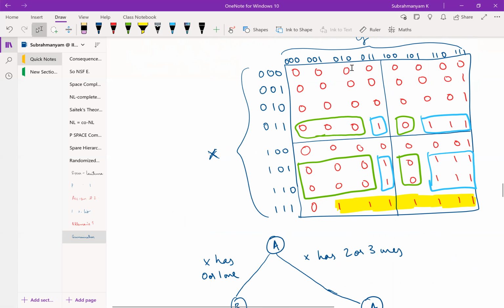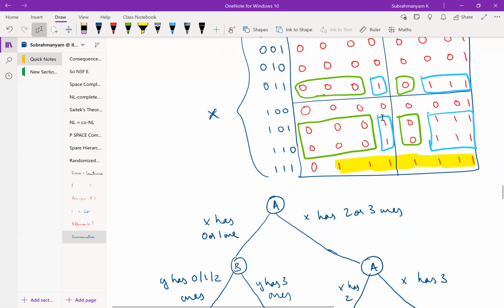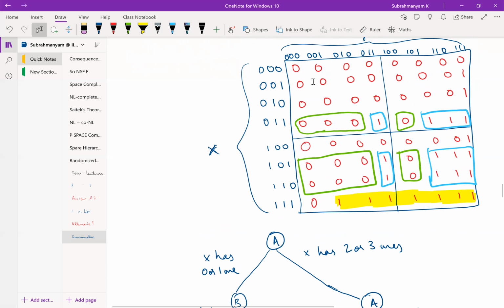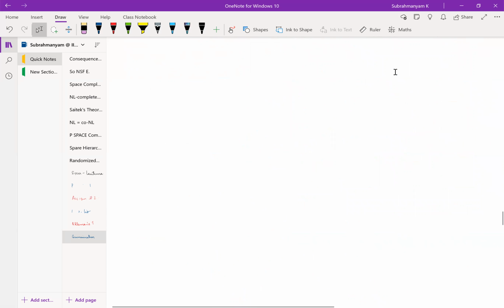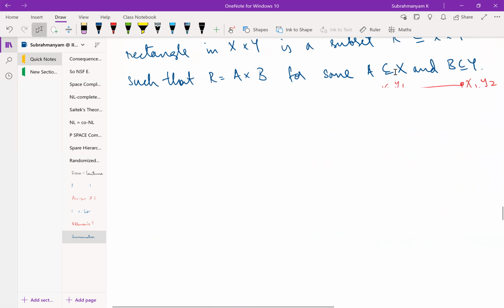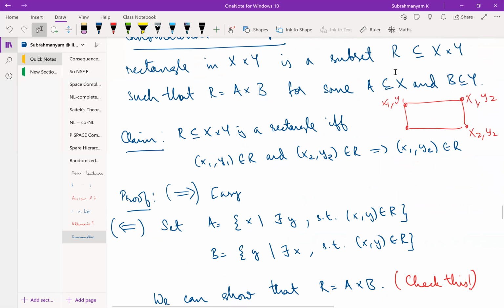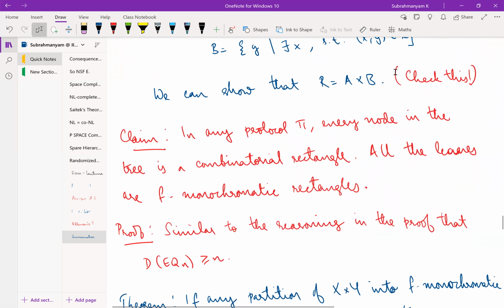0, 1, 2, 3 and 0, 1, 2 and fourth column. And Y has 0, 1, 2 ones. So which means all but the last row. So this entire part is a rectangle and this part. So the claim is that in any protocol, every node is a combinatorial rectangle and all the leaves are monochromatic combinatorial rectangles.